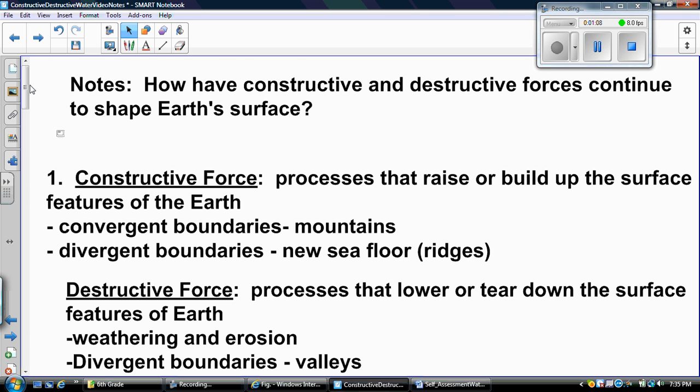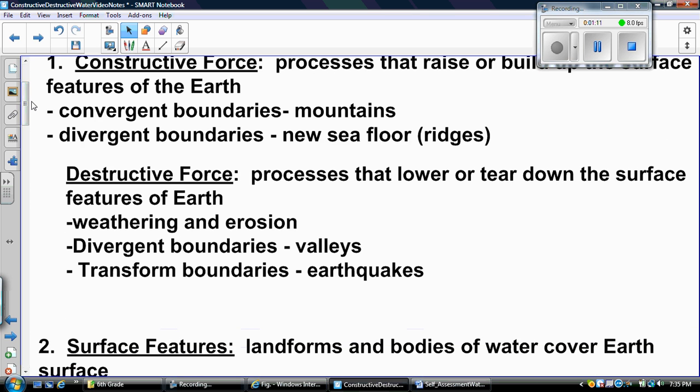A destructive force is a process that will lower or tear down the surface features of Earth. Okay? Now, the two main ones that we're going to be working with a lot are weathering and erosion. Remember, weathering is when forces from water, ice, gravity, and wind will break down rock into smaller pieces called sediments. Erosion is through the forces of water, wind, ice, and gravity. They pick up those sediments and move them.